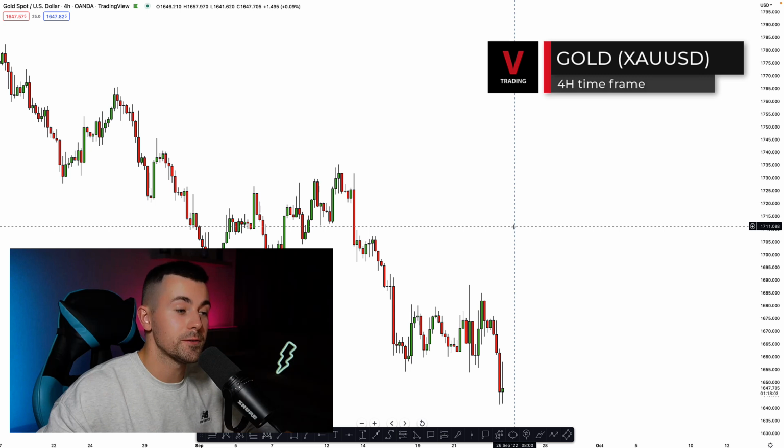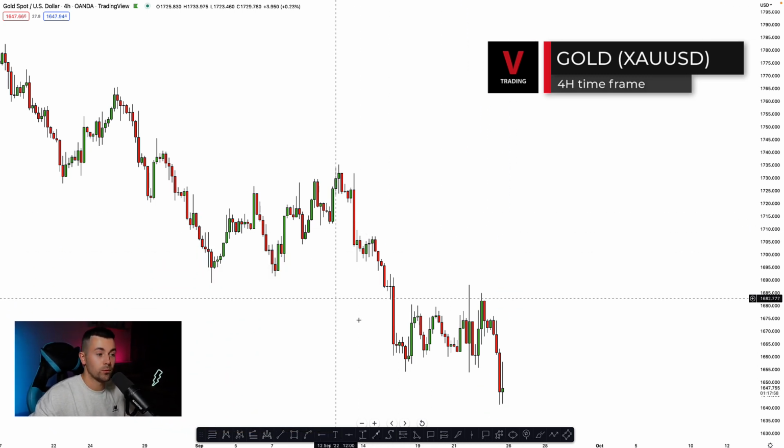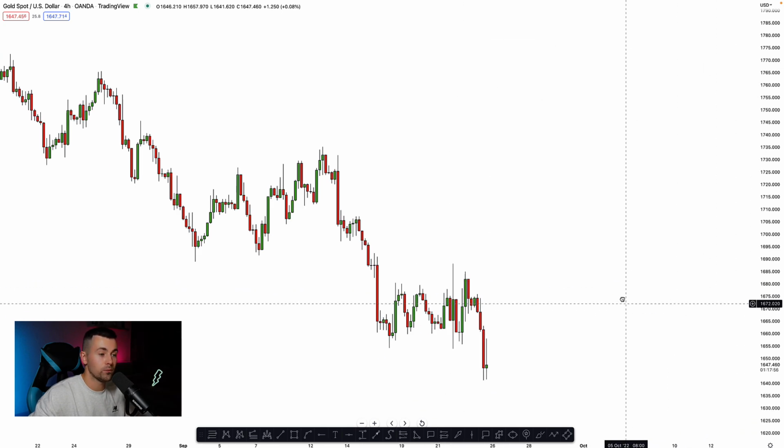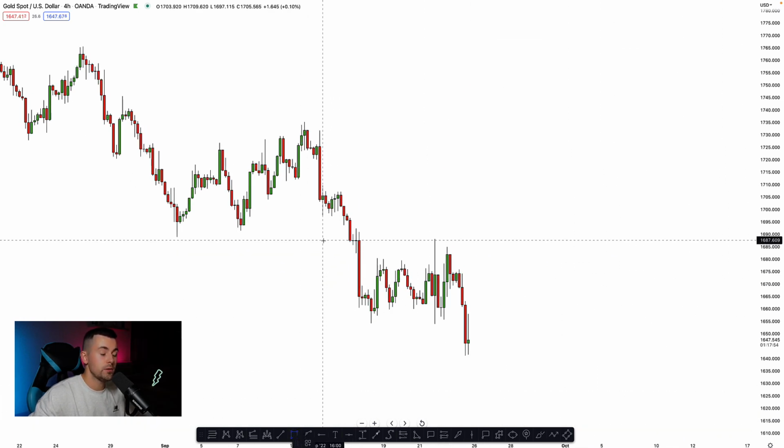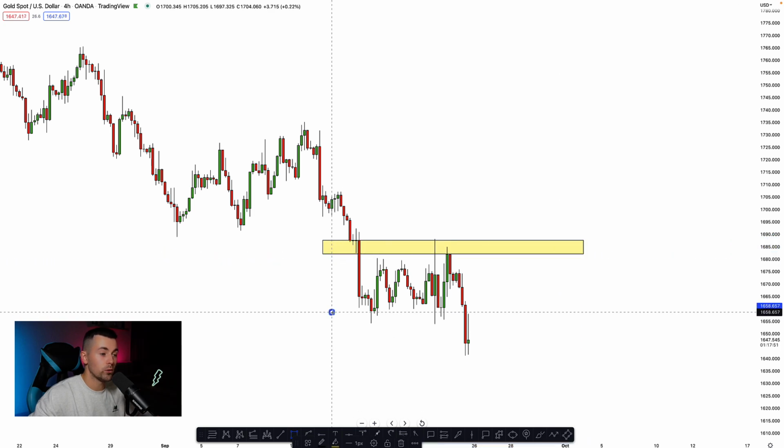Last but not least is gold, traders, and on gold there are a lot of things to note. For now we are on a 4-hour time frame, and on the 4-hour time frame you can see that for some time gold was consolidating.